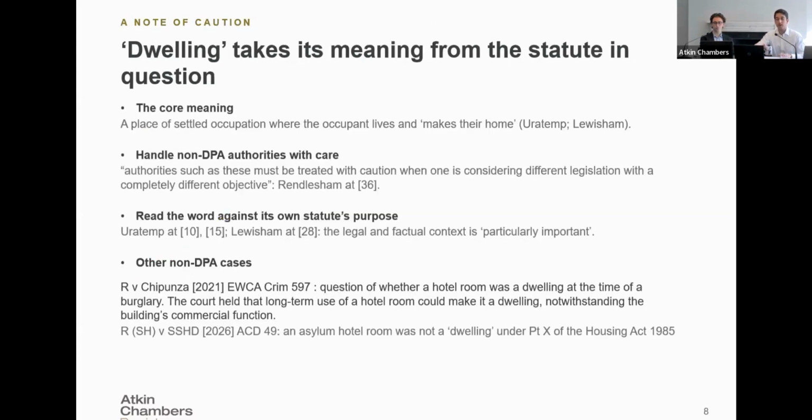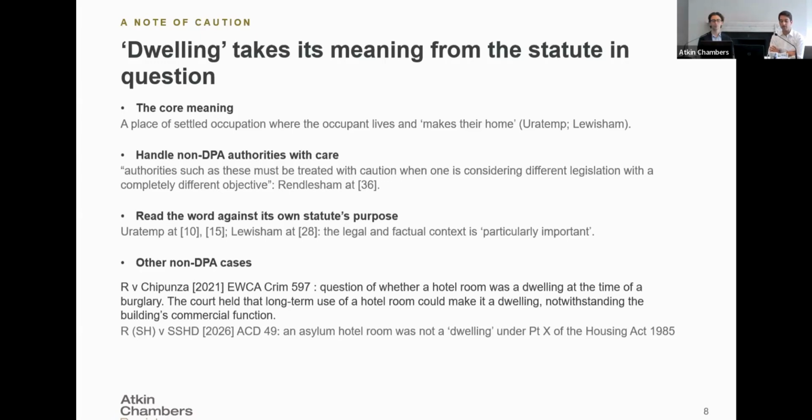So, in summary, you have to apply the word in the context of the statute being considered. And first of all, we can take a core meaning from those cases. Does the person live there? Do they make their home there? That's the point that really shines through from those Supreme Court and House of Lords cases. As I mentioned, you have to be extremely careful, though, about applying the analysis of those judgments or other cases in the context of the DPA.